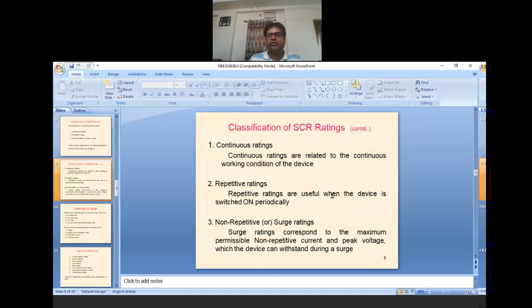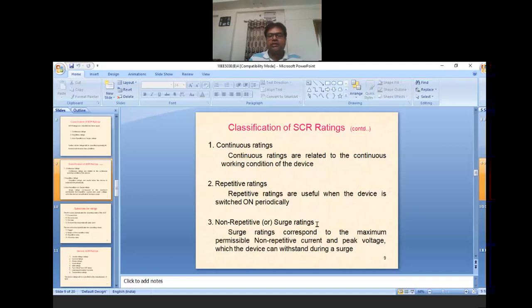Repetitive ratings are useful when the device is switched on periodically. When it is periodically switched on and off, the ratings to which it can be subjected are called repetitive ratings. Also we can understand these repetitive ratings as the voltage and currents to which it can be subjected when it is turned on and off periodically, and normally these repetitive ratings are somewhat more than the continuous ratings.